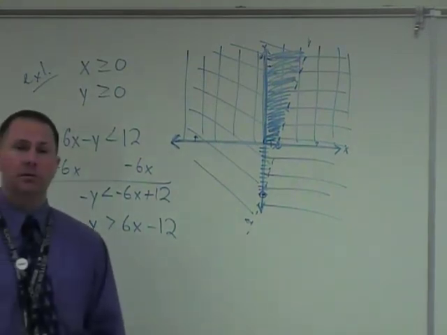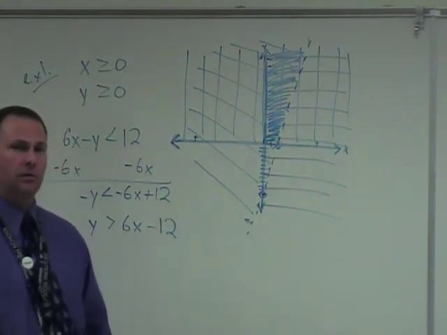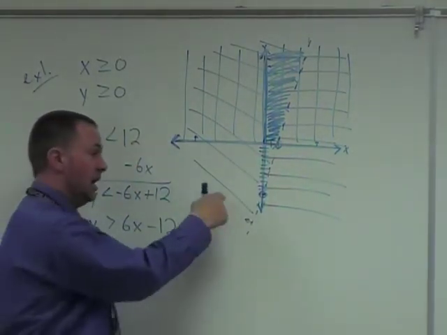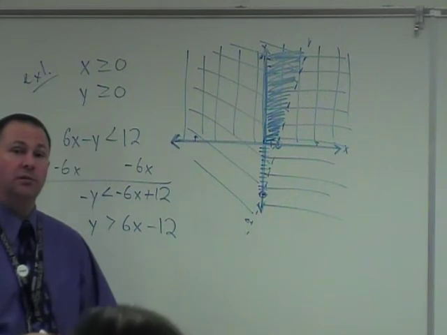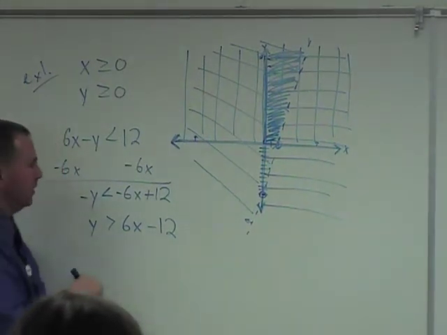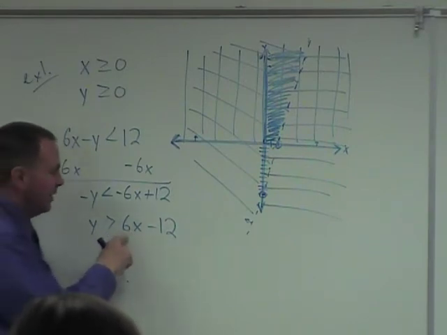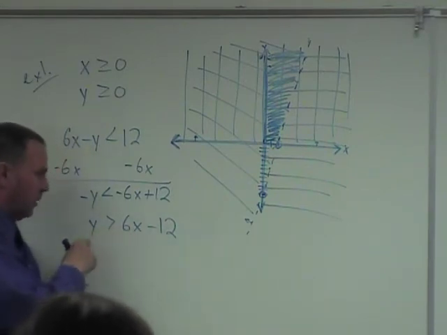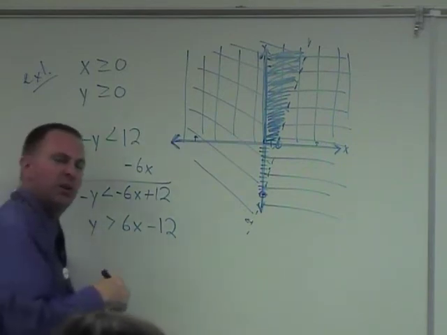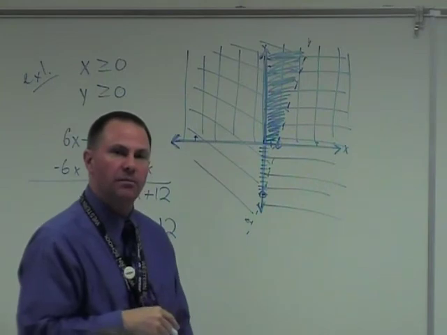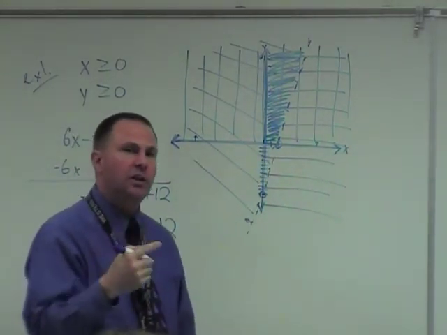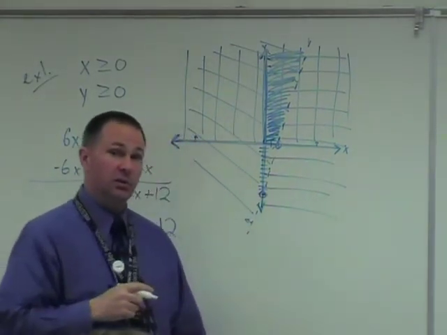Yes, Wayne? Why did you put an open dot at negative 12? Just because this is a dotted line and negative 12 is not a part of the solution. If you plug negative 12 in here, X is 0, Y is negative 12. Is negative 12 greater than negative 12? Nope. So that's why I put an open circle. Do we have to do that? No, as long as the line is dotted, that's okay. But you do need to understand that that is not a solution.